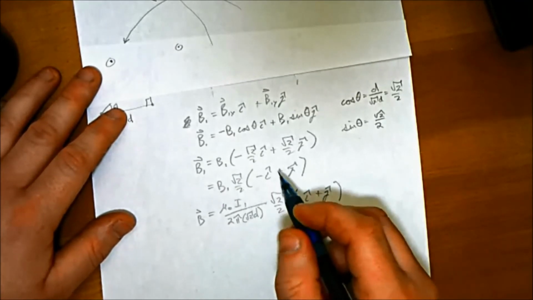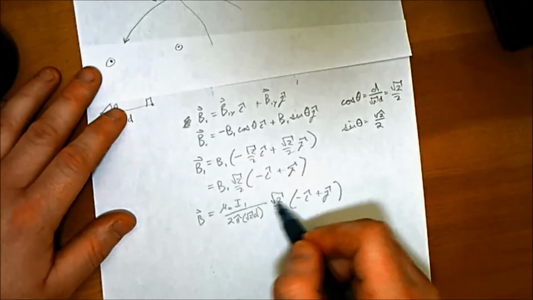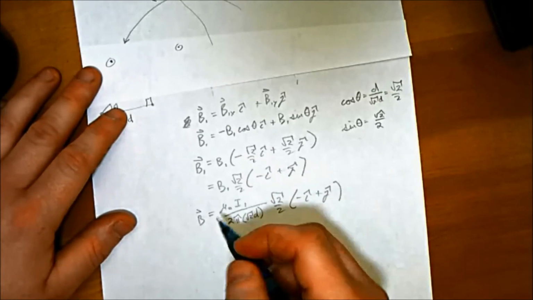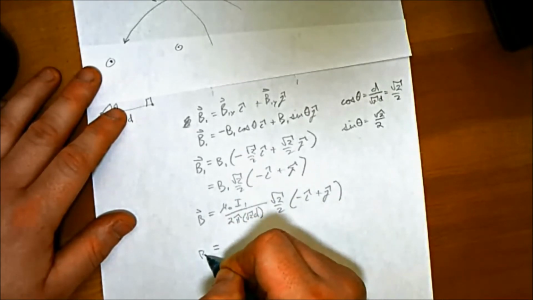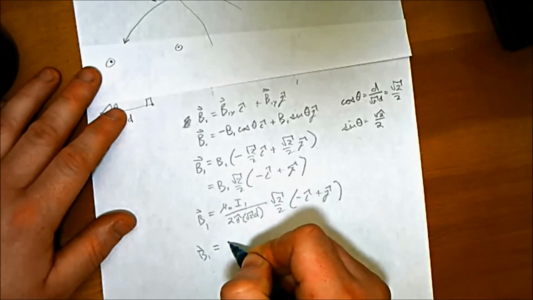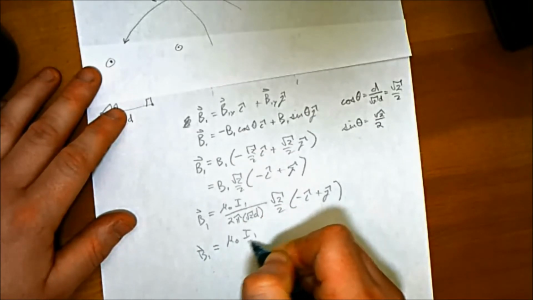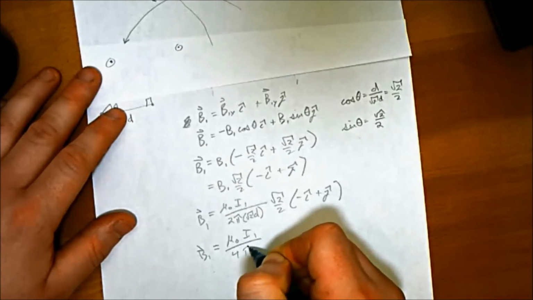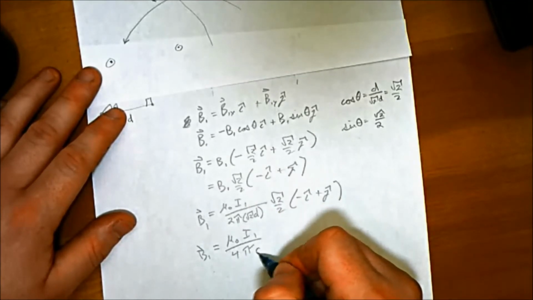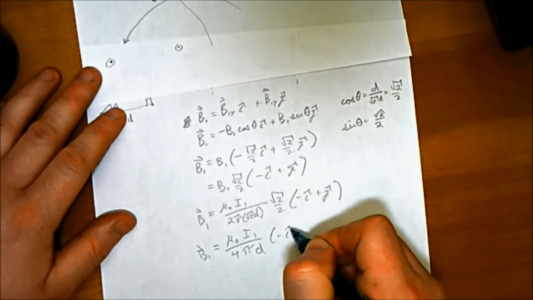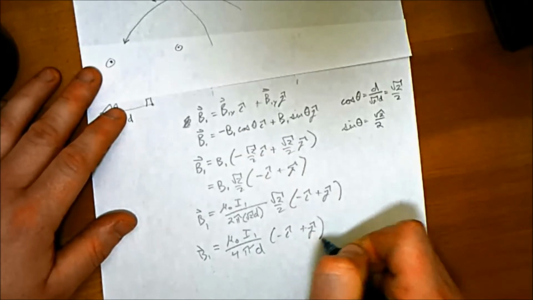Okay, I can simplify this quite a bit, I think. The square root of 2 cancels out. You end up with 4, so B1 equals mu naught I1 over 4 pi d, negative i hat plus j hat.